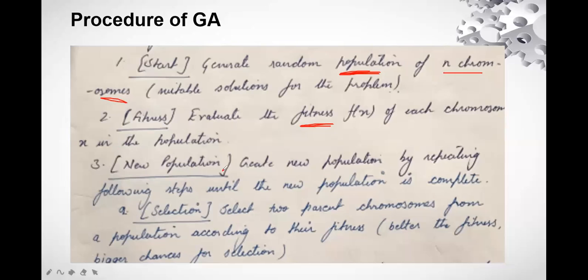Third, a new population is generated. We create the new population by repeating the following steps until the new population is complete, and this will be repeated until we get the final solution. First one is selection. We select two parent chromosomes from the population according to their fitness. Whichever points have the best fitness will be selected as parents, and they will give birth to the new population, a new point.